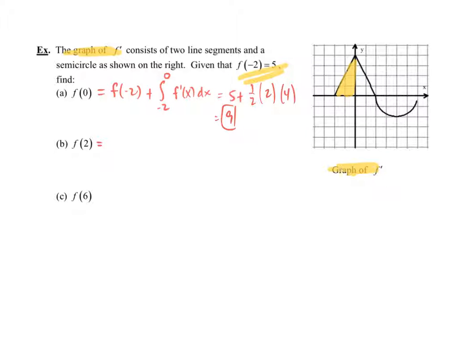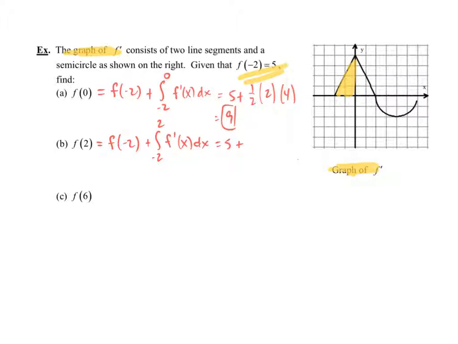Now, for f of 2, I can either use f of negative 2 as my initial condition, or I can use f of 0. Either one is fine. It's sort of up to you. I'm going to just go ahead and use the given value, which was f of negative 2, and then plus the integral. Given was negative 2. The one that I want this time is positive 2, so that will go as my upper bound, f prime of x dx.